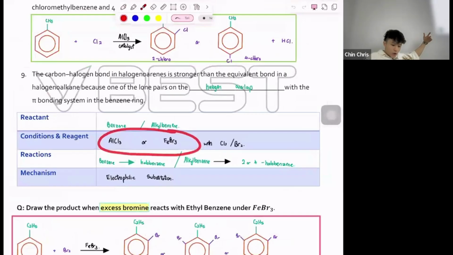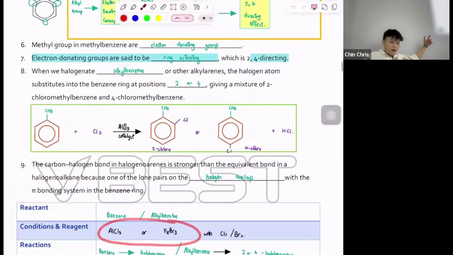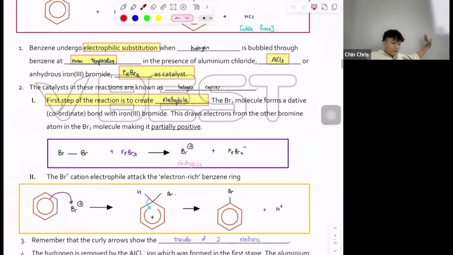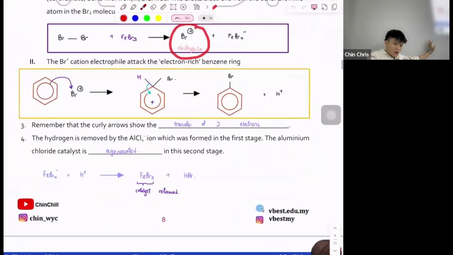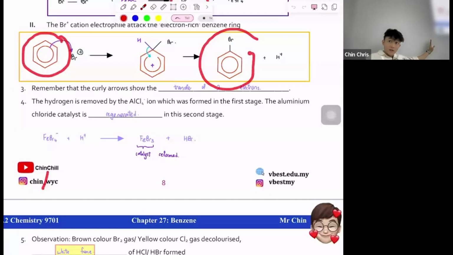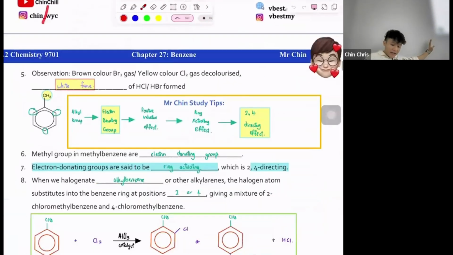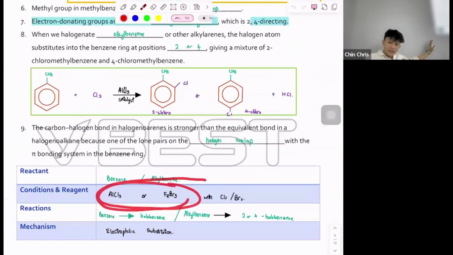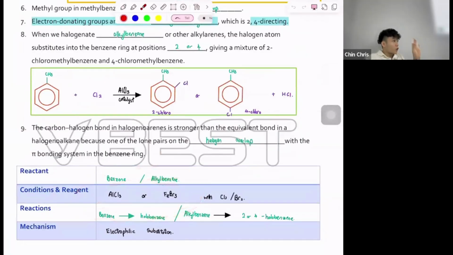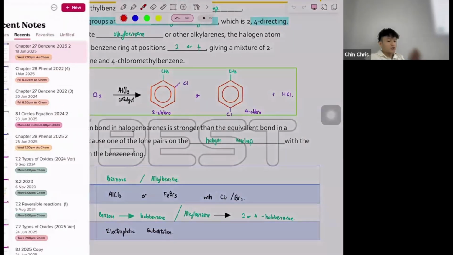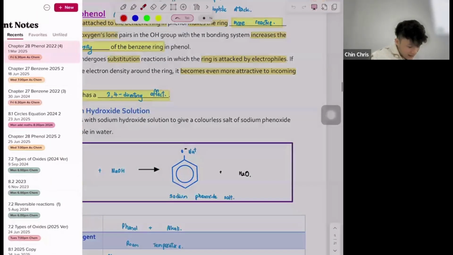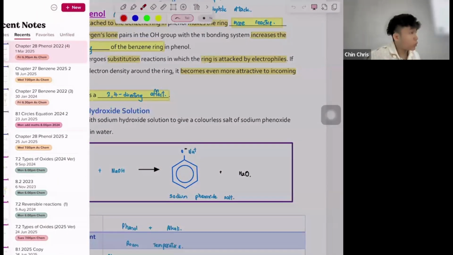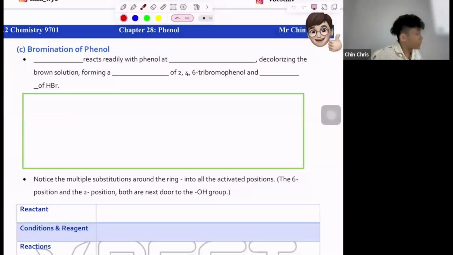A catalyst is required to produce an electrophile. Remember, in bromination of benzene, a benzene turns into a bromobenzene, and you need a catalyst. But for bromination of phenol, there's no requirement of a catalyst. You don't need a catalyst. Why? Because phenol is more reactive.